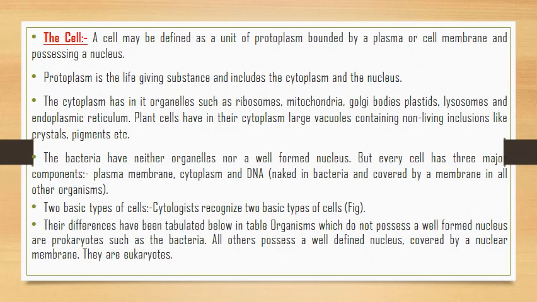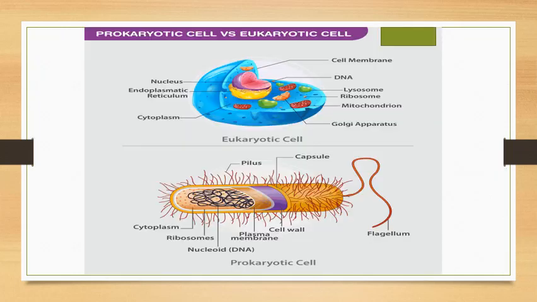Two basic types of cells. Cytologists recognize two basic types of cells. You can see this in the figure. Their differences have been tabulated below. In the table, organisms which do not possess a well-formed nucleus are prokaryotes such as the bacteria. All others possess a well-defined nucleus covered by a nuclear membrane. They are eukaryotes. This is the diagram. You can see the difference between eukaryotic cell and prokaryotic cell.